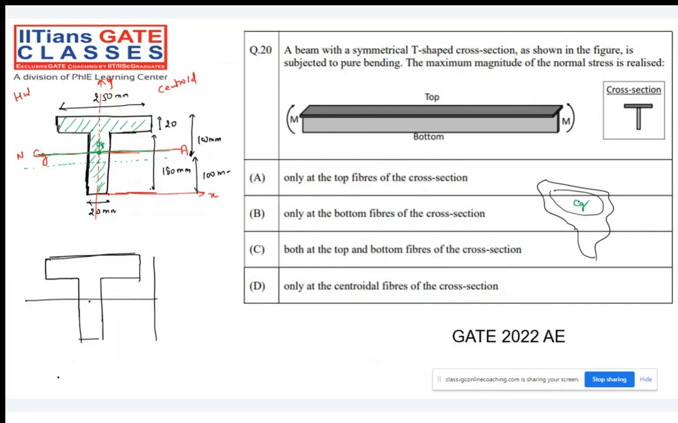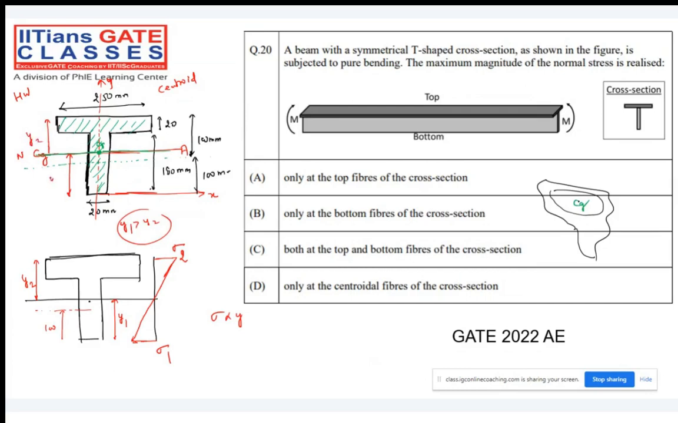If this is my centroid, my dear friend, we can plot the bending stress, which will be zero at the neutral axis. Everybody knows that. Now tell me, is this distance more or is this particular distance more? This is sigma 1, and let me put sigma 2 here. Sigma is directly proportional to y. 100 mm is there from the bottom, and we already saw that it will be more than 100 mm. So y1 will be more than y2; this distance will be more than the top distance.